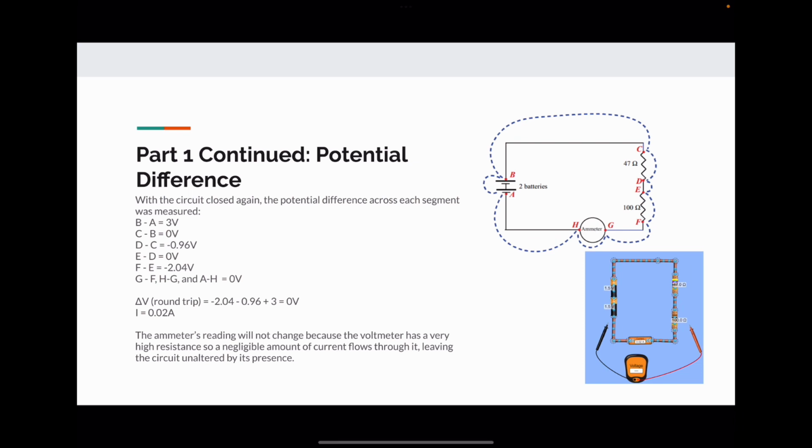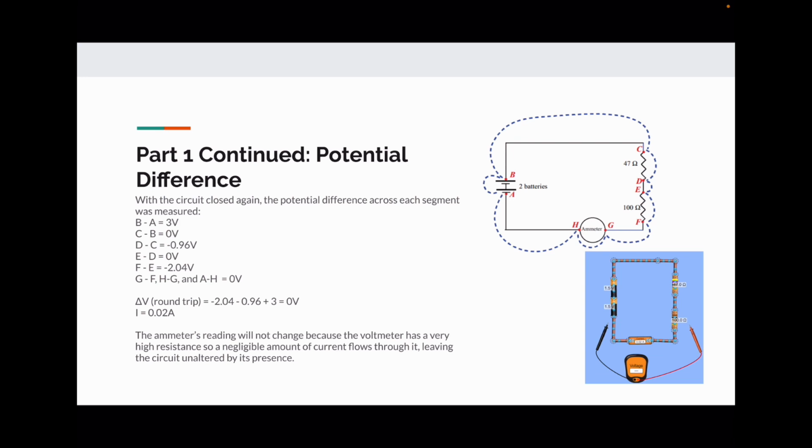To find the potential difference across each segment, the voltmeter was attached with one end at the start and end of each segment. From A to B, the difference is 3 volts. From B to C, it's 0. C to D, it's negative 0.96 volts. From D to E, it's 0 volts. From E to F, it's negative 2.04 volts. And lastly, from F to G and G to H, it's 0 volts. When all the segments' differences are added up, the total potential difference for the round trip is equal to 0. This satisfies the loop rule.